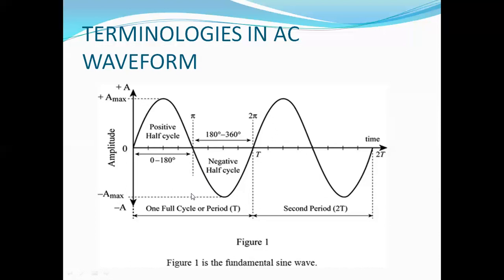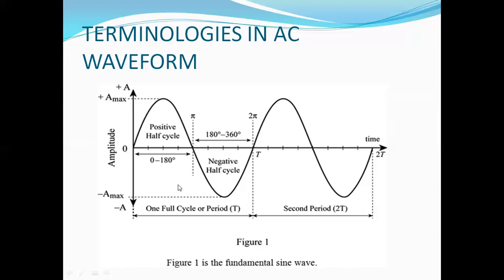This is shown in the figure. This is the first cycle, completed in T seconds. The second cycle, another T seconds is completed. Likewise, a number of cycles are there. The next definition is frequency. What is frequency? The number of cycles completed by an alternating quantity per second is known as its frequency, denoted by f and measured in hertz. f is equal to 1 upon T. It is simply the reciprocal of the time period.